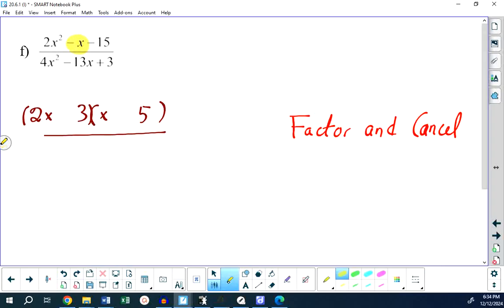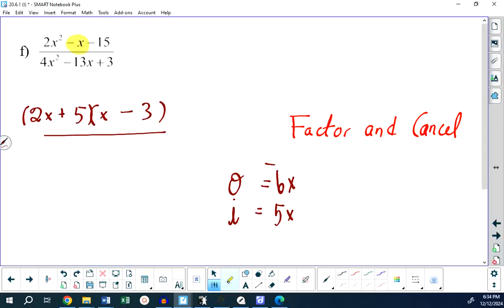negative x is out of our range, because when you start FOILing that out right away, you're going to have 10x somewhere. So it's probably the case that this might work. When I look at my outer product, I get 6x. When I look at my inner product, I get 5x. We want negative 1x, which means this 6 has to be negative, which means this has to be x minus 3, and that has to be 2x plus 5.